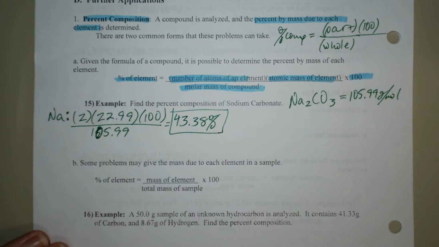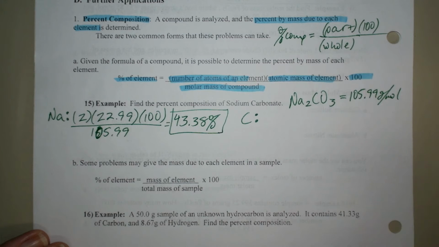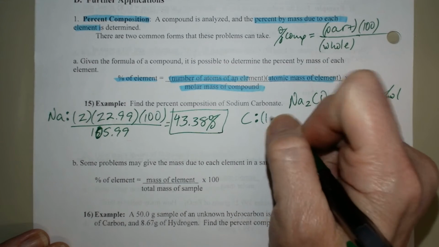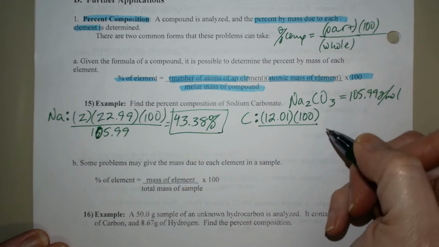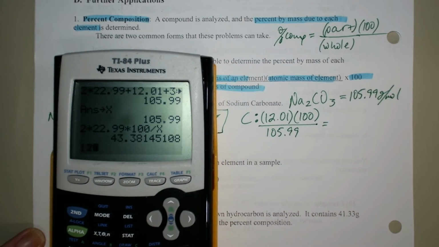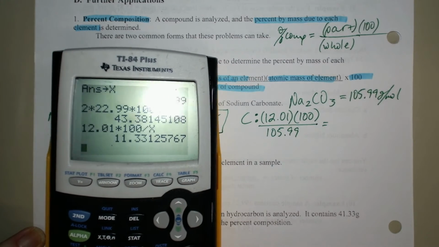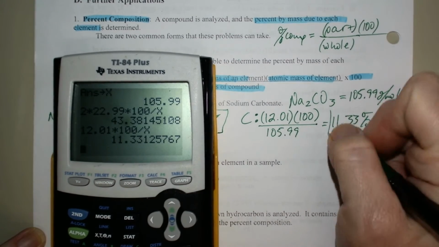Now we have to do the same thing for carbon, because there's 2 more parts. So carbon, you only have one of them. You don't have to write 1 times the mass. You could just say the mass. So the mass of carbon is 12.01 times 100, because you only have 1, over the molar mass of the whole thing, 105.99. So it will be 12.01 times 100 divided by X in your calculator. Again, you want to round that to 2 places past the decimal. So that would be 11.33%. So that's the percent of carbon.